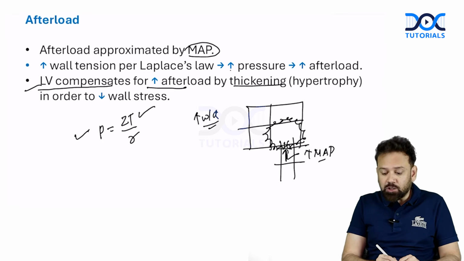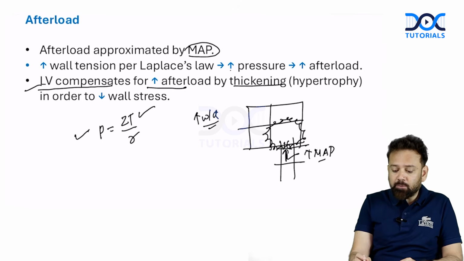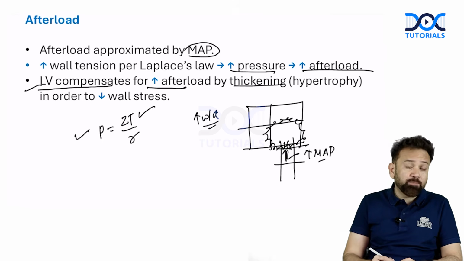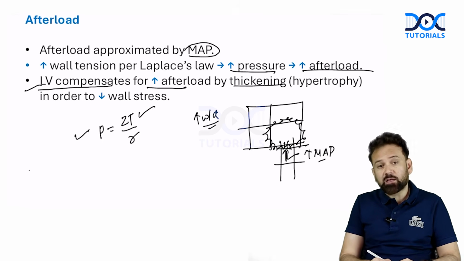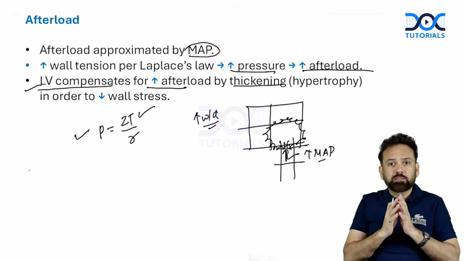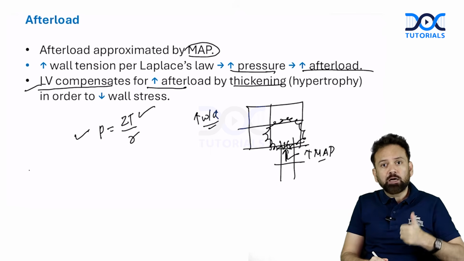Only then can you decrease wall stress, because as per Laplace law, an increase in wall tension will increase pressure more and more, and that can increase afterload. That is why sometimes due to some stenosis also there can be an increase in the afterload. So the main concept which you have to remember after this whole discussion is: who is the indicator of preload and end-diastolic volume? Who is the indicator of afterload?